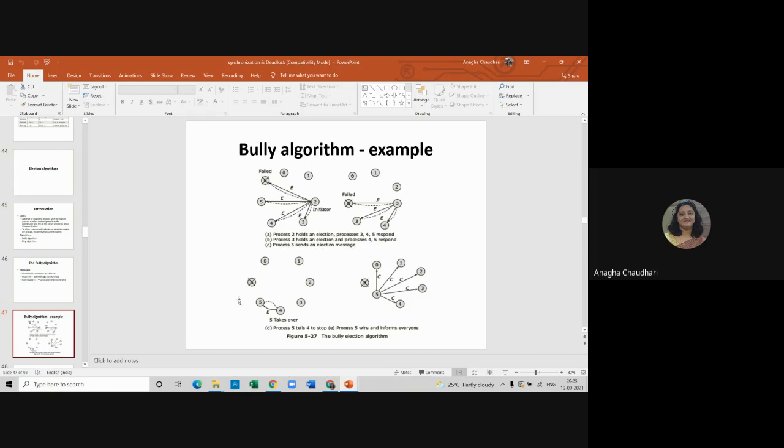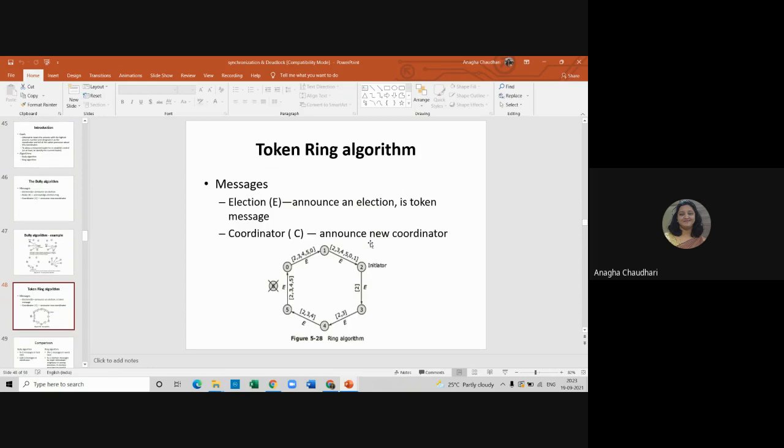So this is the Bully algorithm. Whichever node has a lower process number or ID among the chosen ones will be bullied, and it will be kept aside or killed, you can say. So that is the Bully election algorithm for choosing the coordinator.